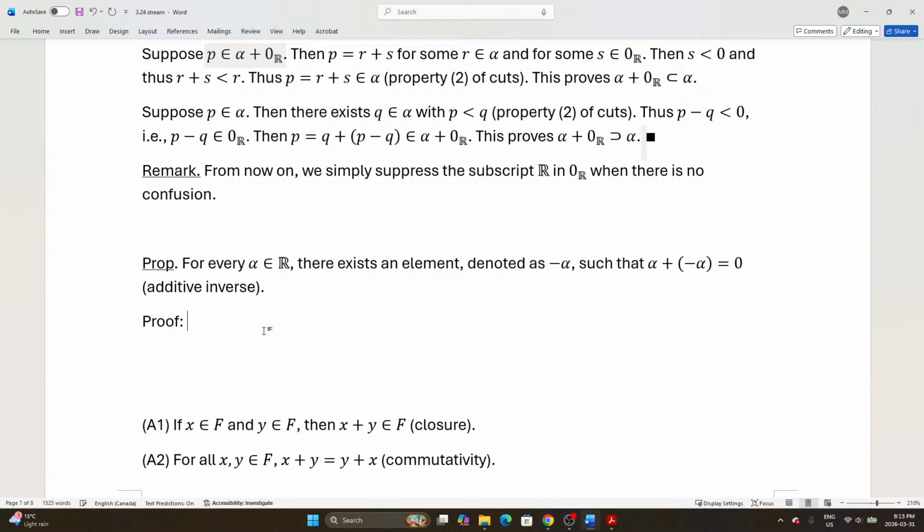Proof. Let alpha be in the reals. Let's define the minus alpha to be, actually, let's just call it beta, and eventually we will verify alpha plus beta is equal to 0.